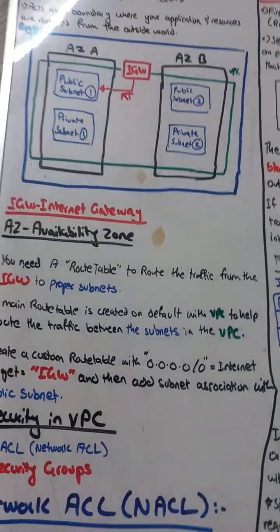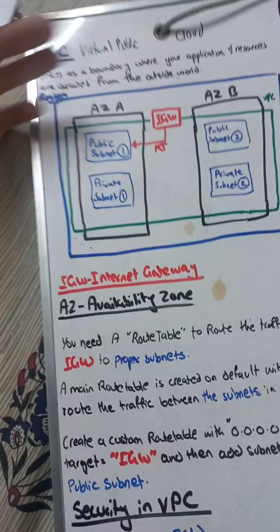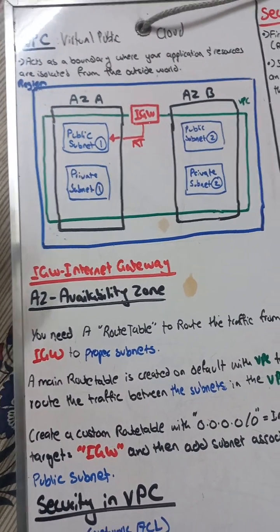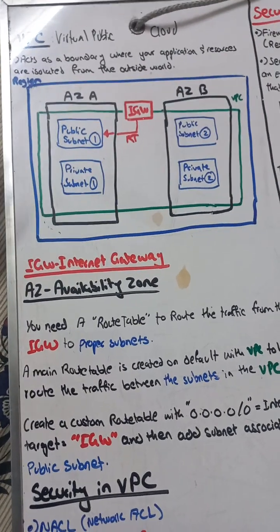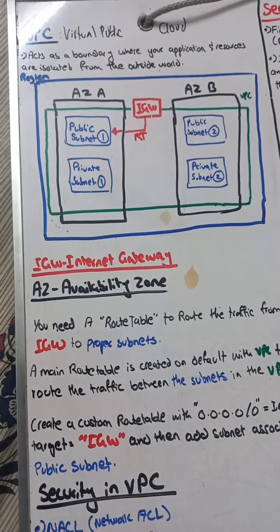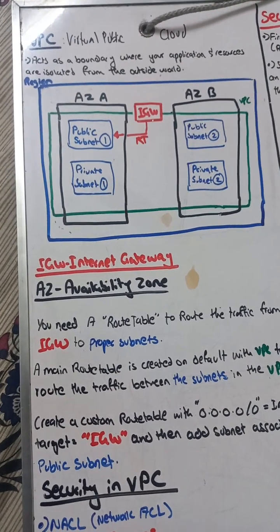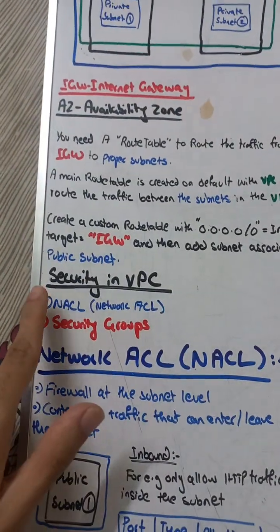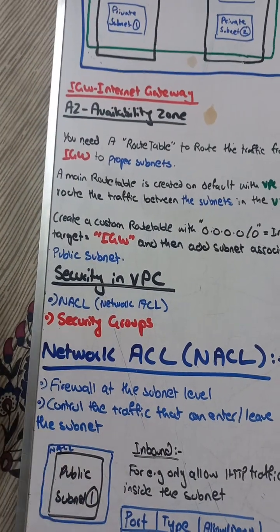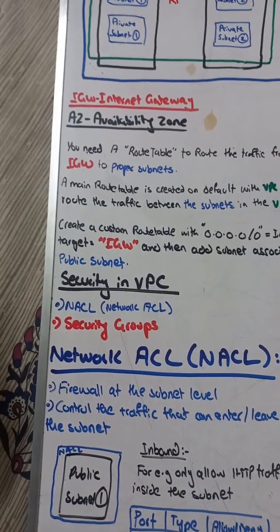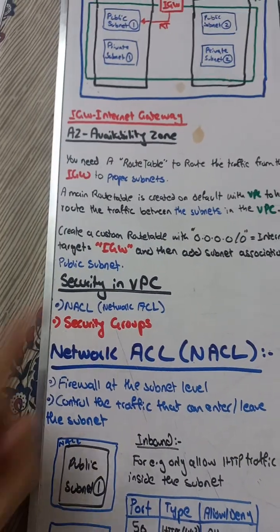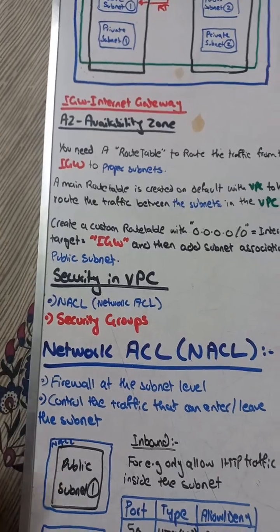Now, once you have allowed the internet to communicate with your resources in AWS, you actually need to have some security principles. You need to have some security control mechanisms to only allow data from a secure source. So for that, we will be talking about how you can maintain security in a VPC. You do this by two things. One is your NACL, which is network ACL, and the second is security groups. So let's talk about network ACL first and then security groups.